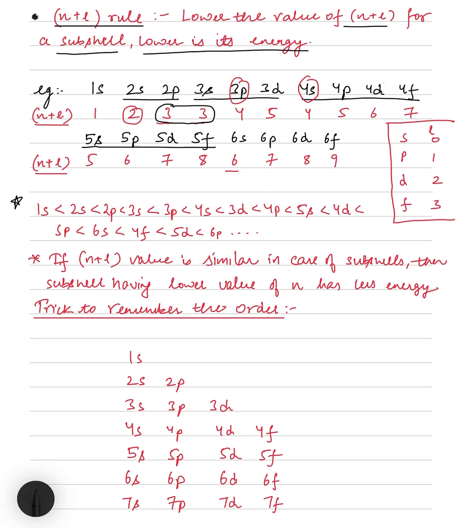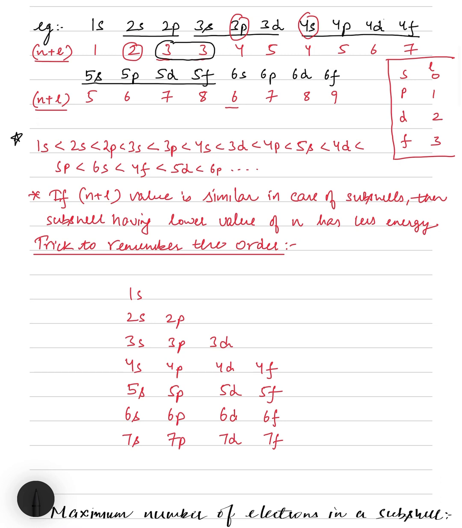A very short trick, a very interesting way to remember this order, is this. We know in the first shell we have one subshell, so in the first shell we have only 1s. In second we have 2s, 2p. In third we have 3s, 3p, 3d. Similarly fourth, fifth, sixth, and seventh. In this way, we will write all the subshells of a particular shell, right?